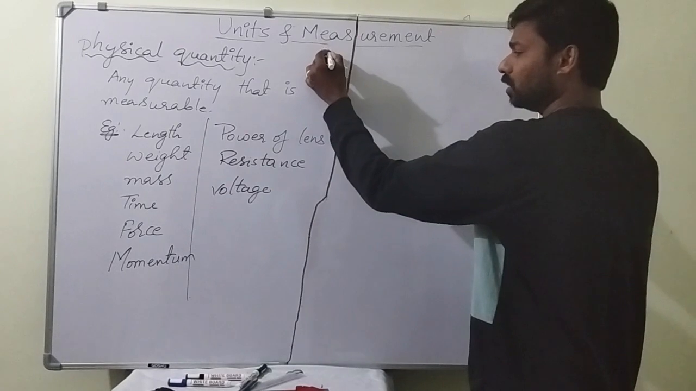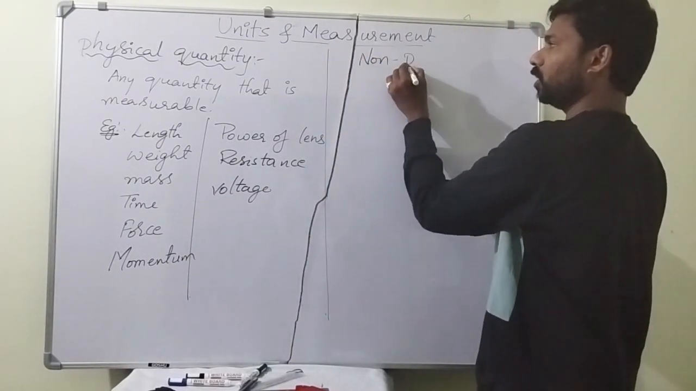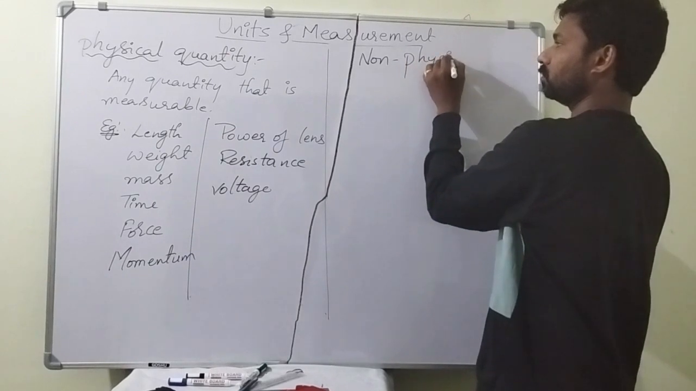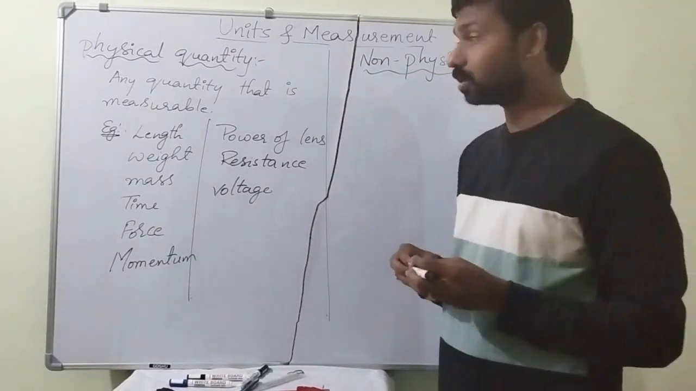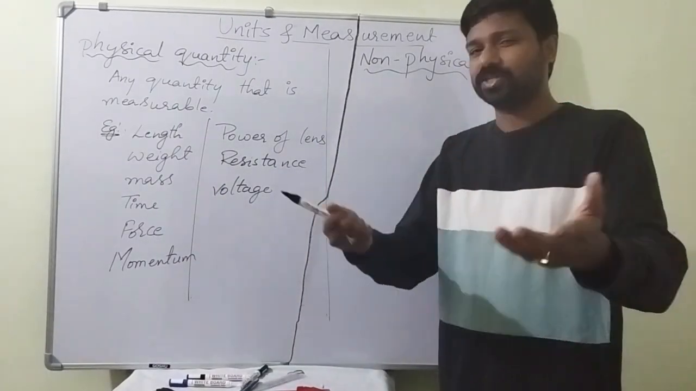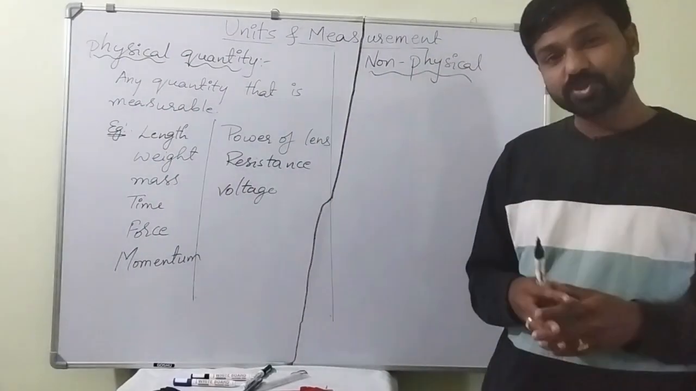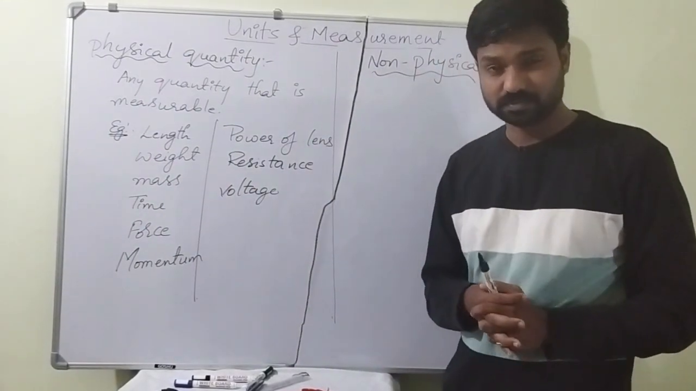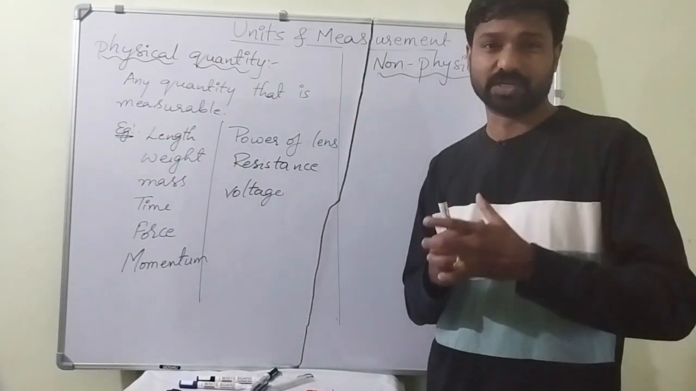Then what about non-physical quantities? What is meant by non-physical quantity? Obviously, if physical quantity is measurable, non-physical quantity means the quantities or the things which you cannot measure. What are the examples of the quantities which you cannot measure?